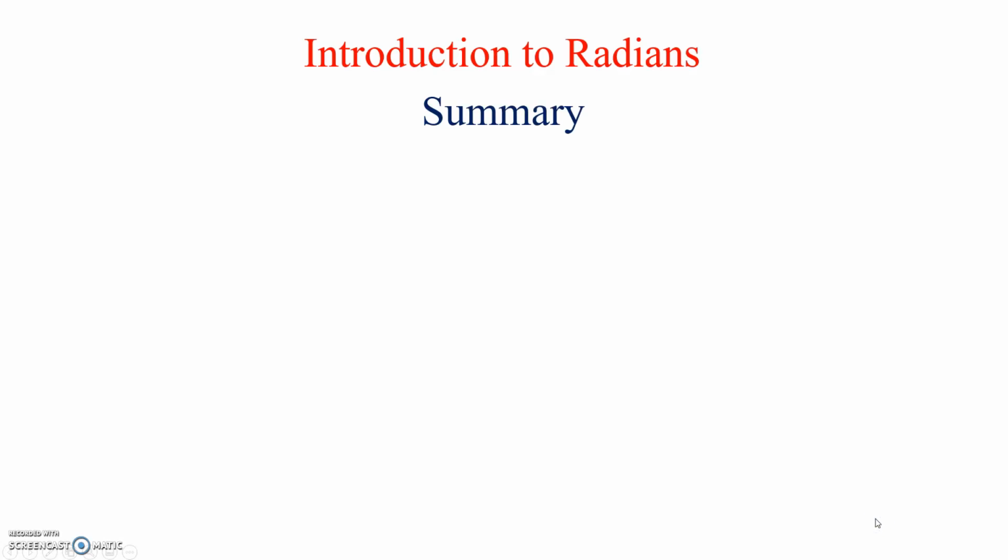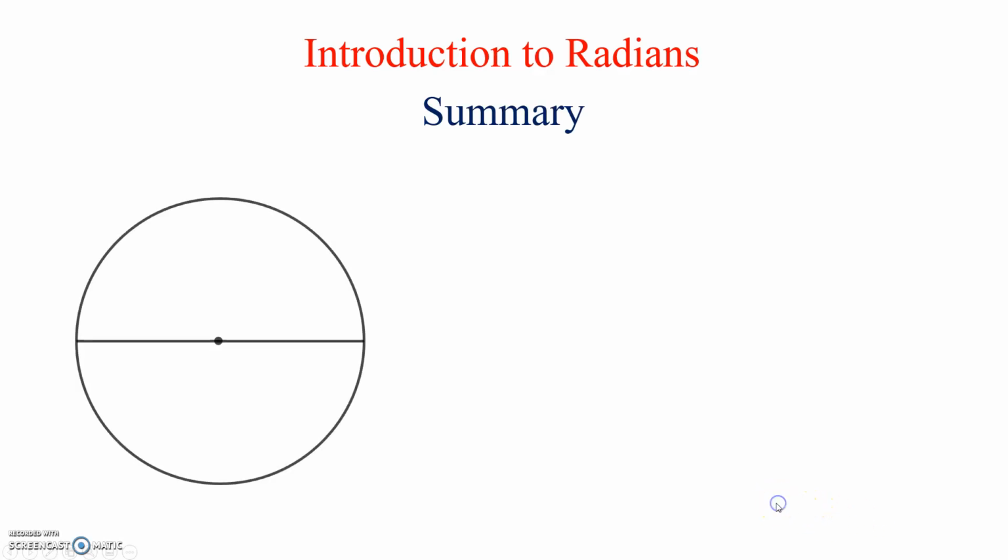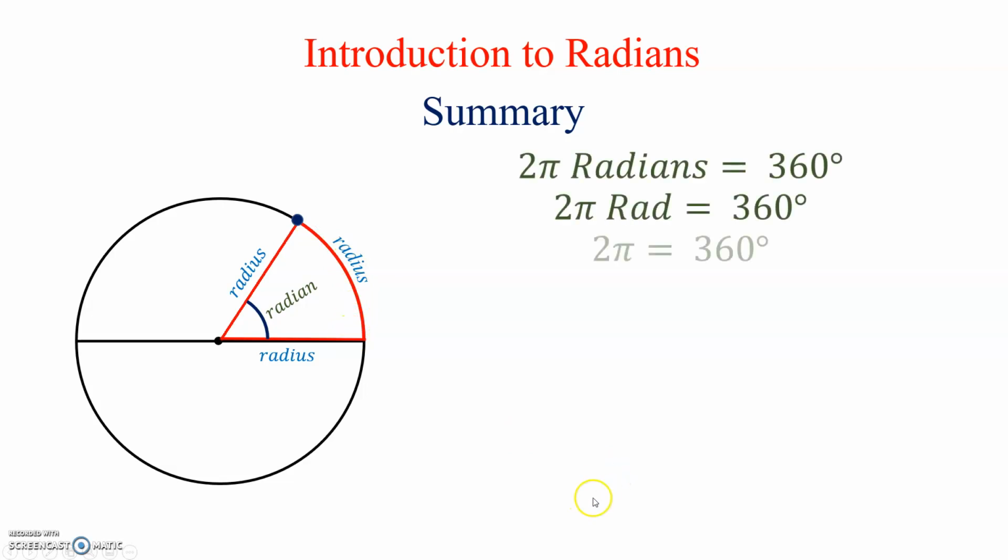So I'll summarize everything that happened so far. First thing is just understanding what a radian is. A radian is the opening defined by the distance of the radius. Hence, that's why we call it a radian. It's not by accident. So again, the radian is simply the opening defined by the distance of the radius wrapped around the circle. The other thing we want to take from this is essentially that 2 pi radians is 360 degrees.